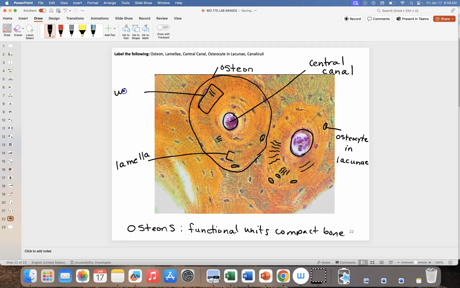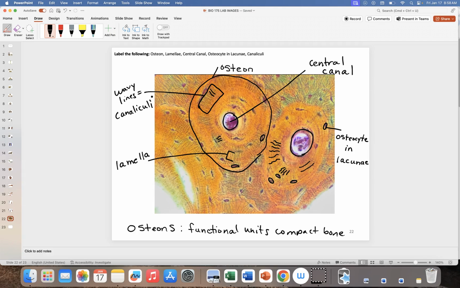These wavy lines are known as canaliculi. And again, they are going to allow those osteocytes in lacunae to communicate with one another.